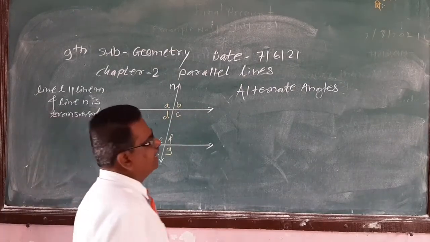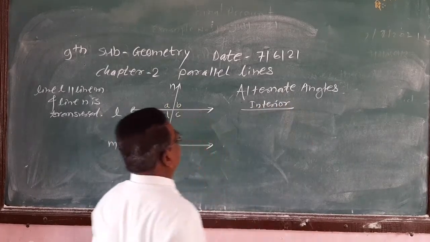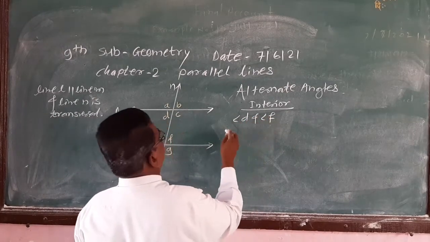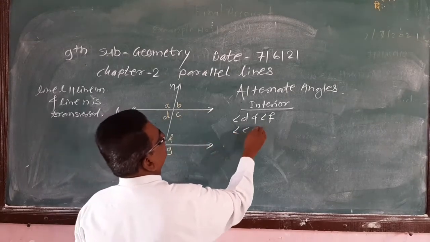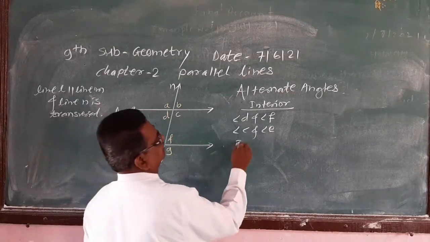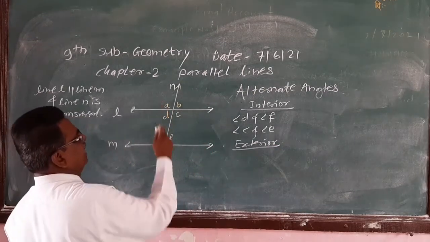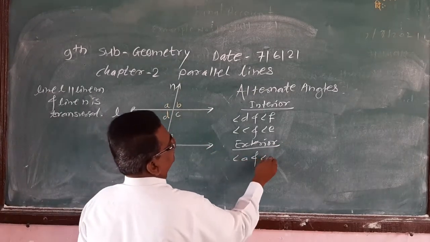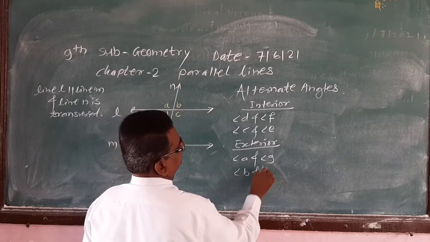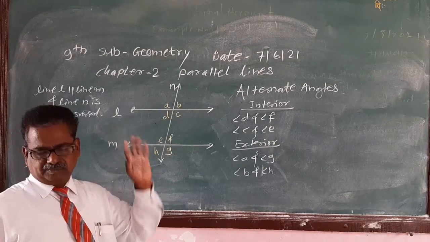First of all, interior alternate angles: angle B and angle F is the first pair, second pair angle C and angle E. Exterior alternate angles: angle A and angle G, angle B and angle H. These are the pairs of alternate angles.